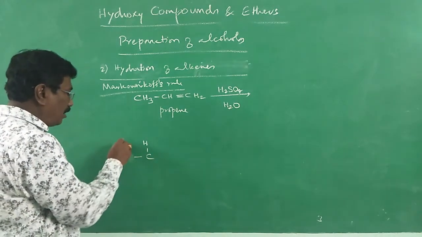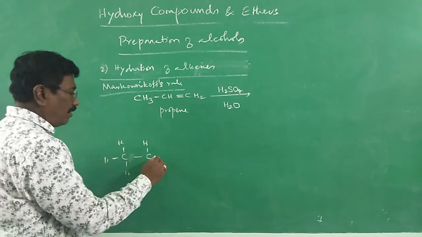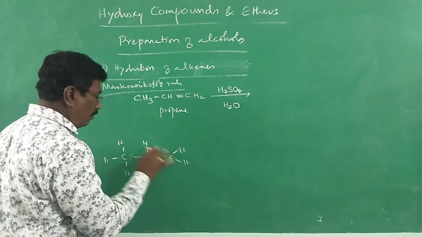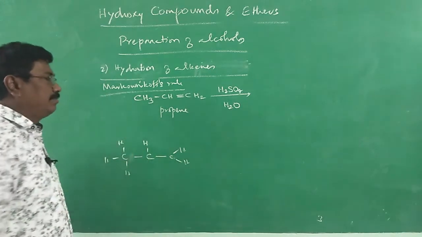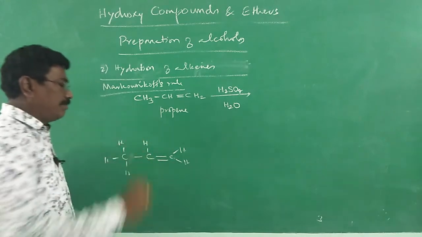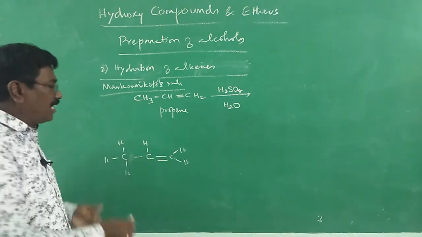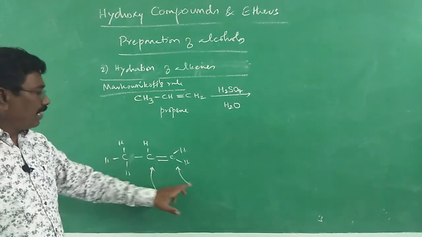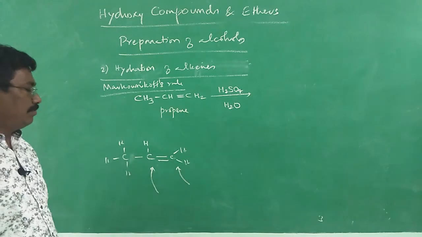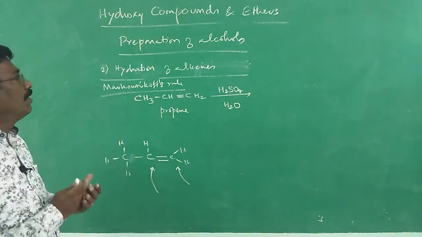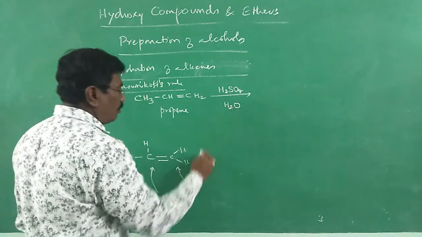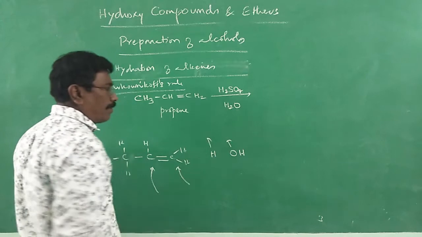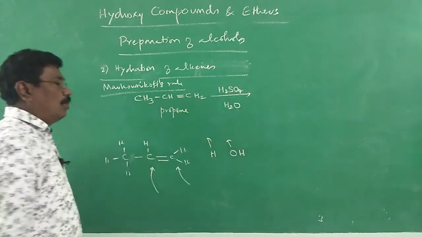Here we have only 3 atoms around the carbon, 1, 2, 3, and 1, 2, 3. So there is a shortage, therefore the double bond is present. When some atom or group is added, one here and one here, the double bond will become a single bond. That addition we call hydration, using water. Using water means hydrogen at one carbon, OH at another carbon.